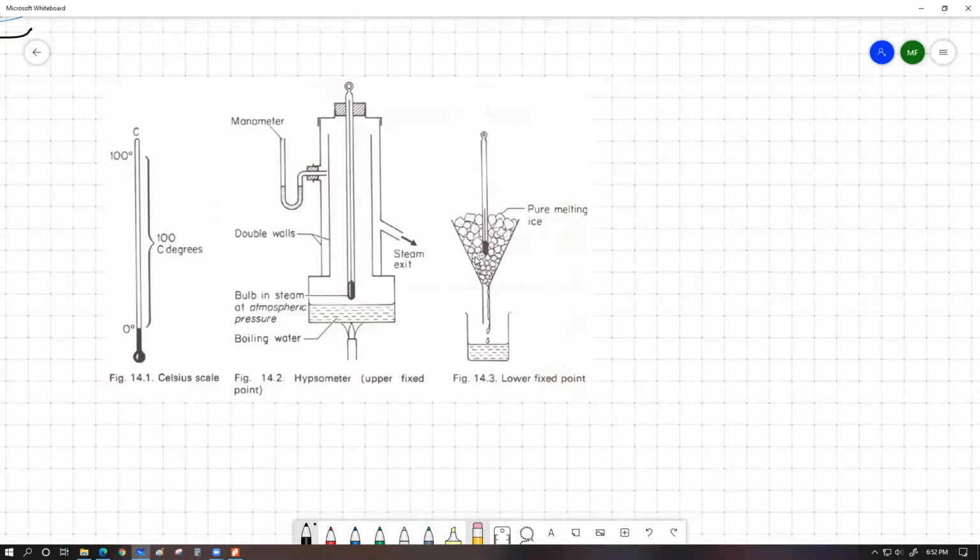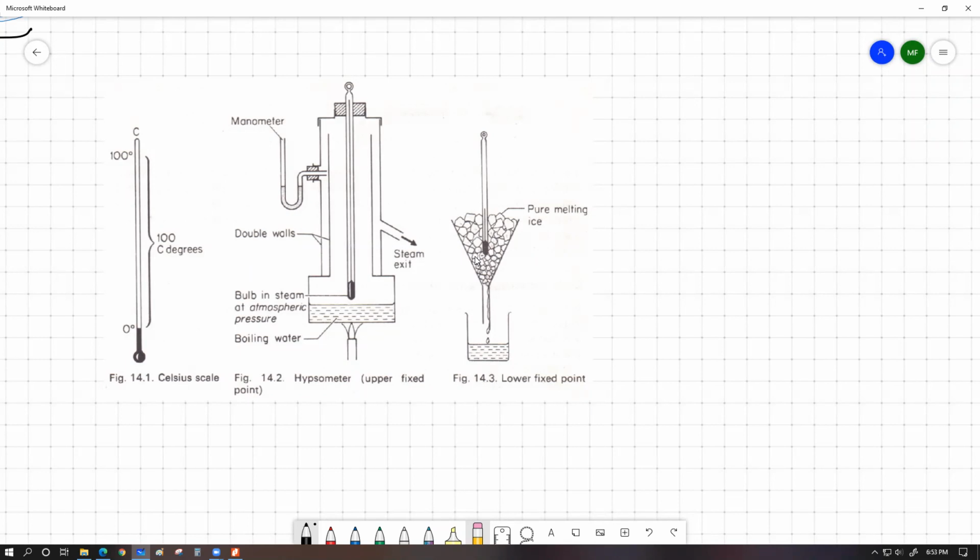Something like a reversible reaction. Did you guys come across reversible reactions in your chemistry yet? Hello? Not yet, sir. Not yet. Okay, fine. You will eventually get there.